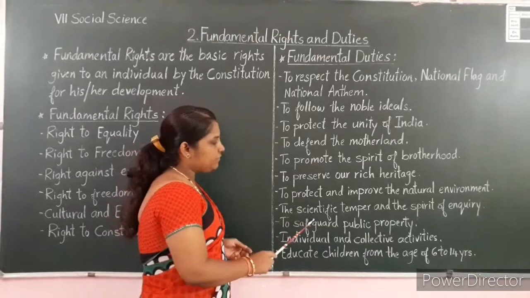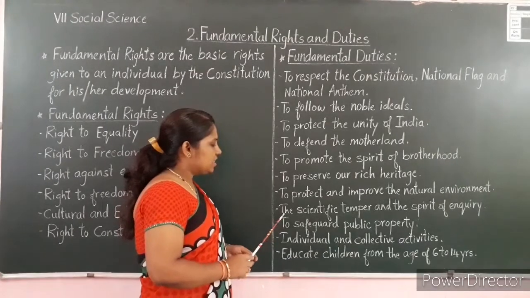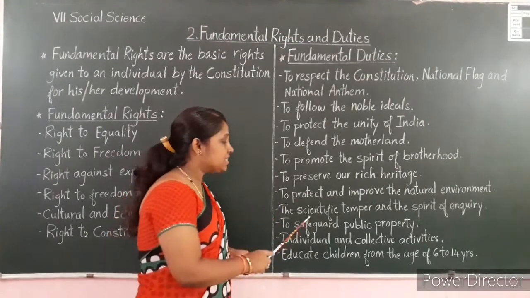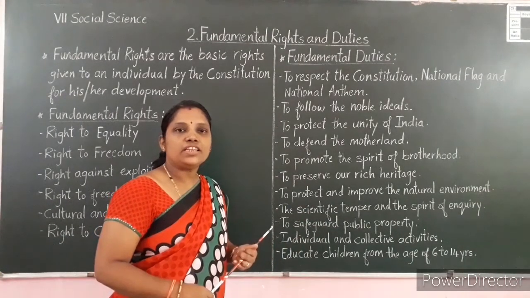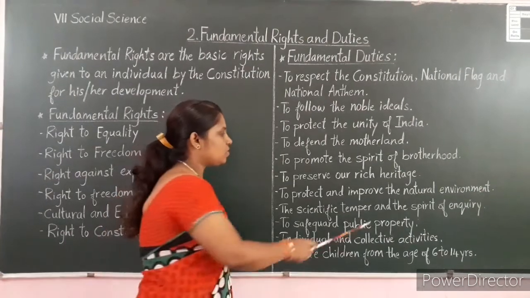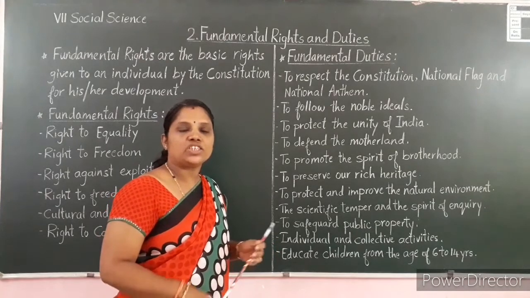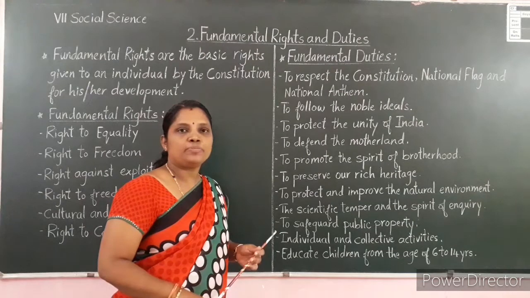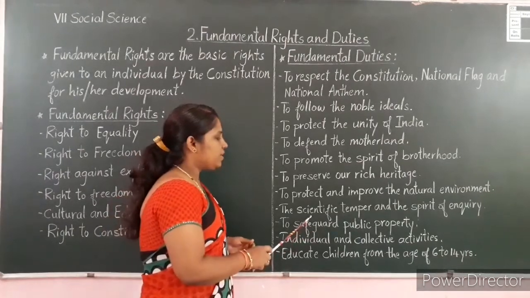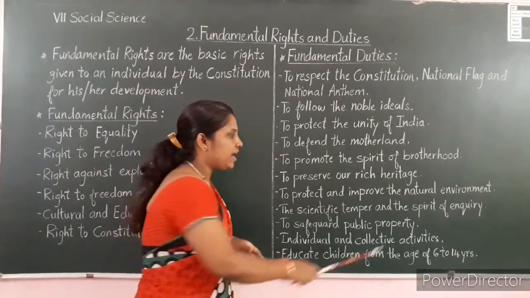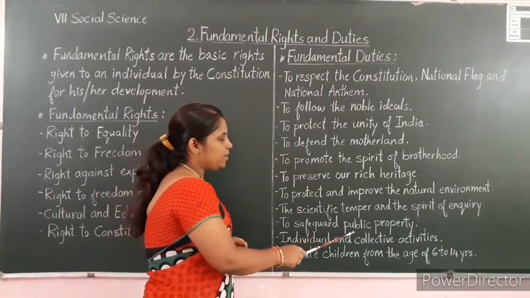Next one is the scientific temper and the spirit of inquiry. To develop a scientific approach, we should not believe in superstitions, like child marriage or black magic. We should have a scientific approach and a spirit of inquiry.